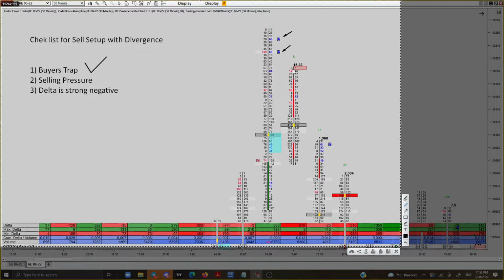Selling pressure. Look at the second candle. We have single print and we have these sellers also joining the party. See, this bearish candle, these sellers are coming. Selling pressure. This checklist is also done.